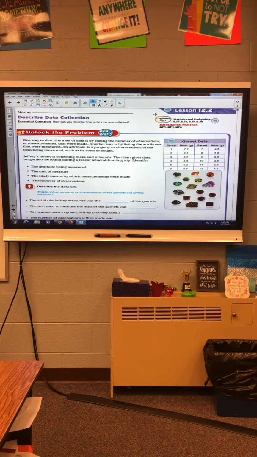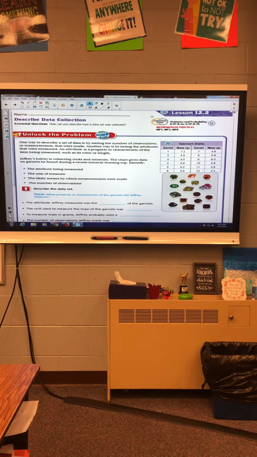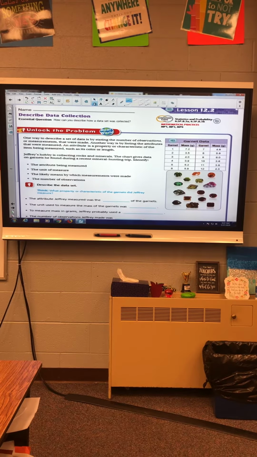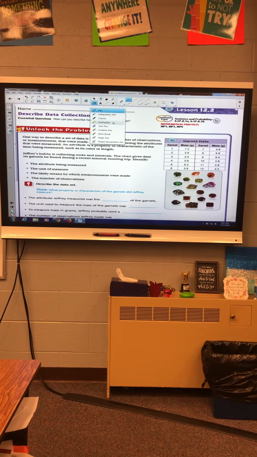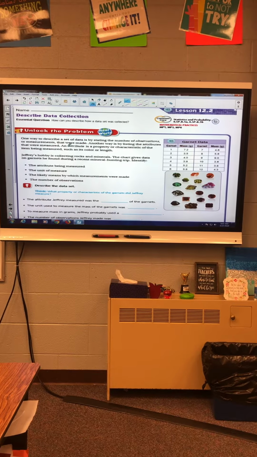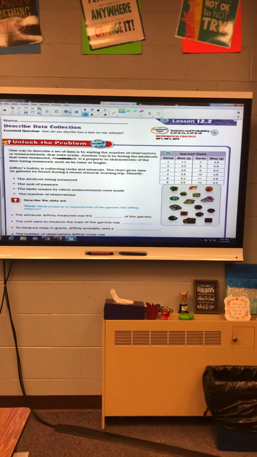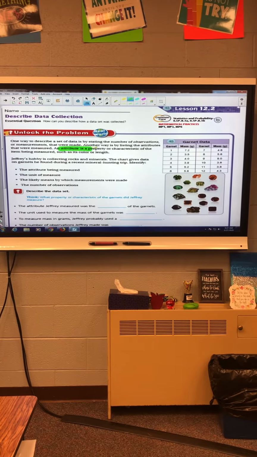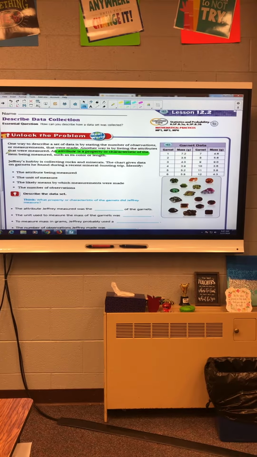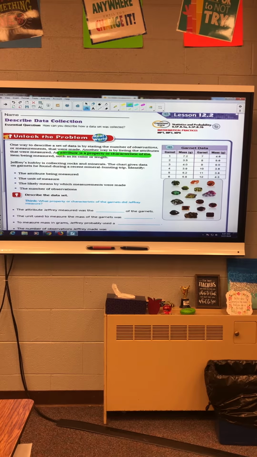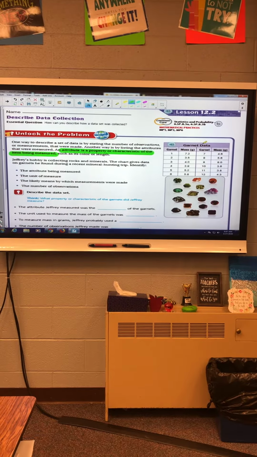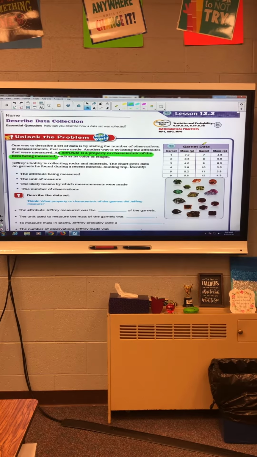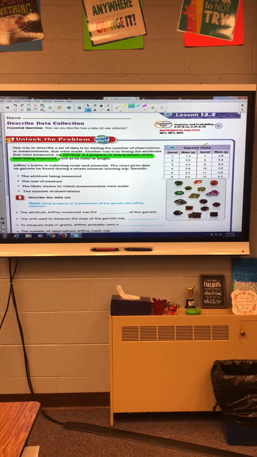All right, guys, we're moving on to 12.2 today, describing data collection. There's a few important terms that you're going to need to know. You're going to have to know that an attribute is a property or characteristic that is being measured. So some different attributes could be length, color, height, or weight. It is whatever you are measuring, okay?